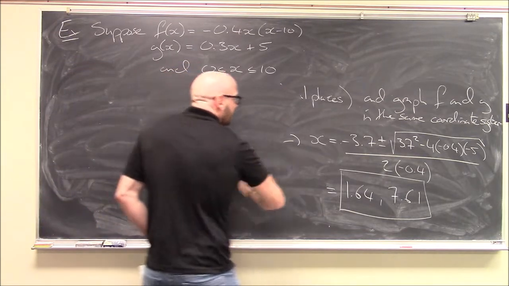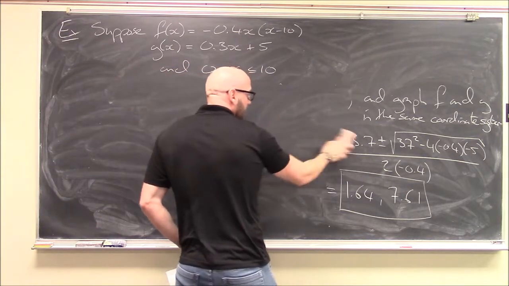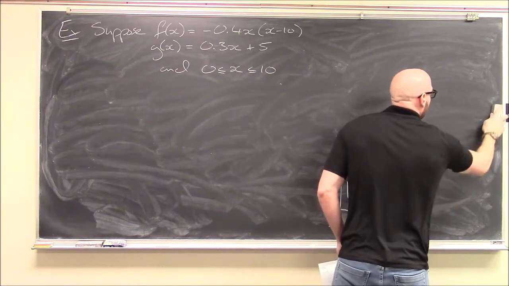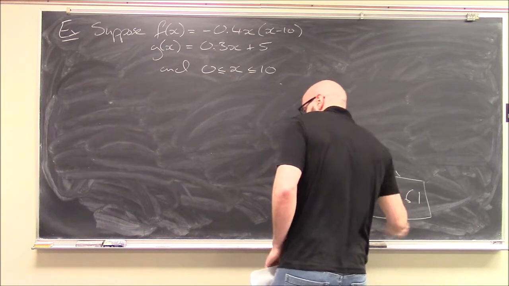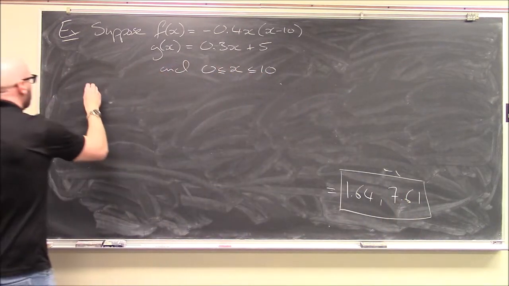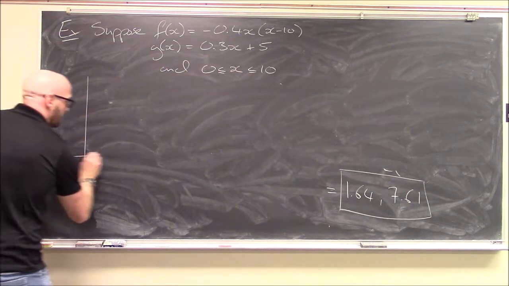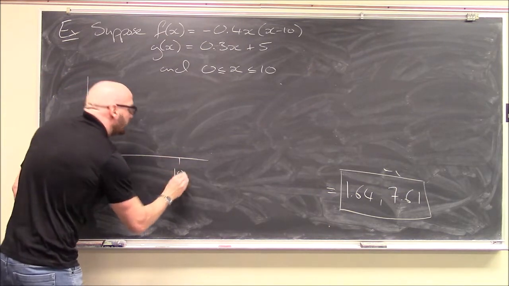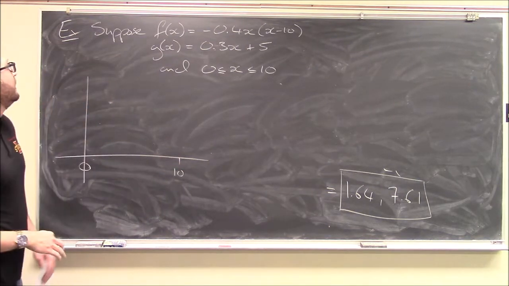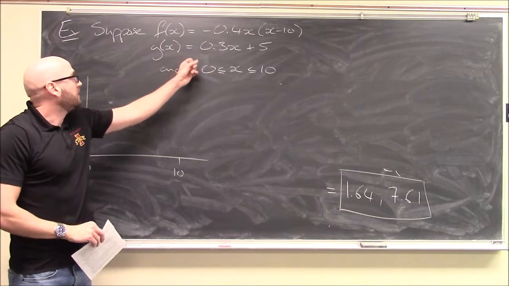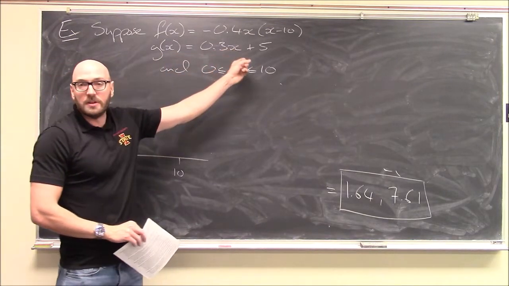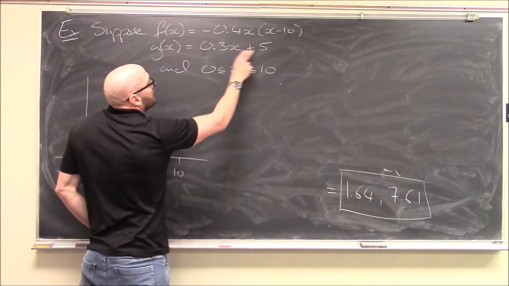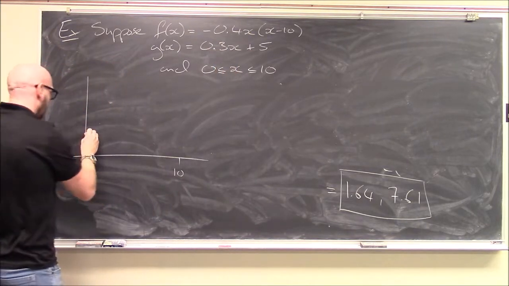So now I'm just trying to make some space here so that I can graph this. Let's see what we have. Now I want to draw a graph. Remember, we're only going from 0 to 10. I don't care about x values outside of that. Graphing g is easy because g is a linear function. It's a straight line. It's got slope 0.3 and a y-intercept of 5.